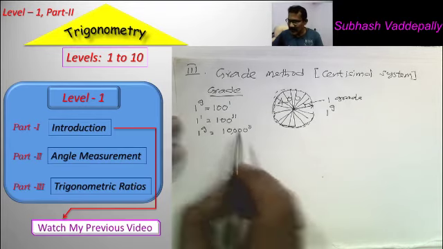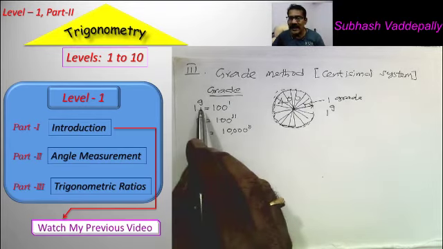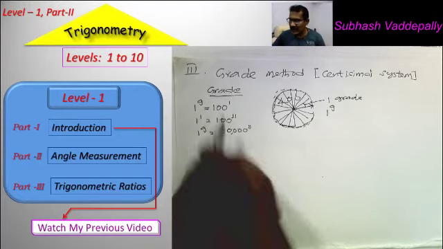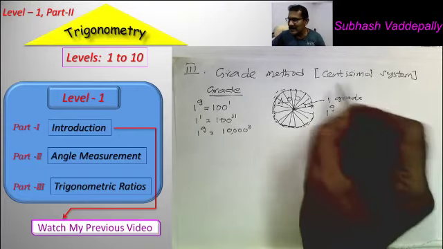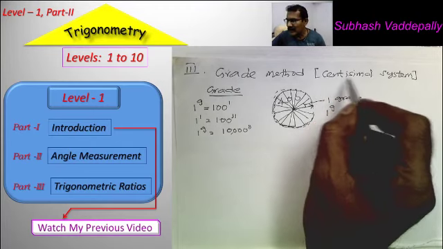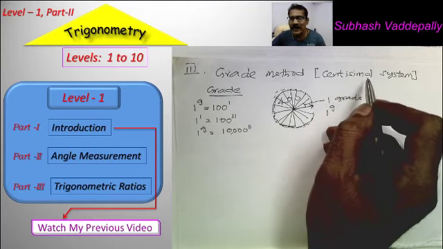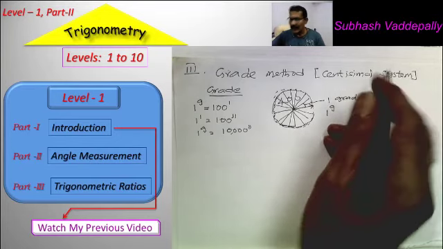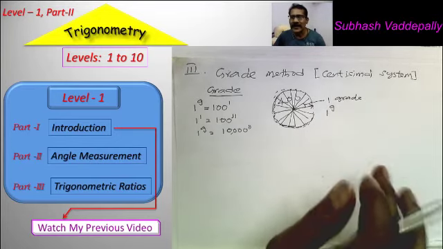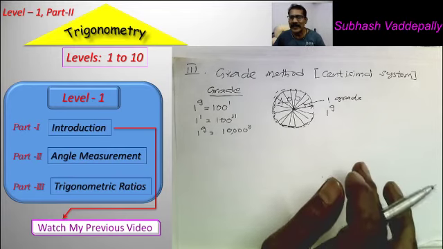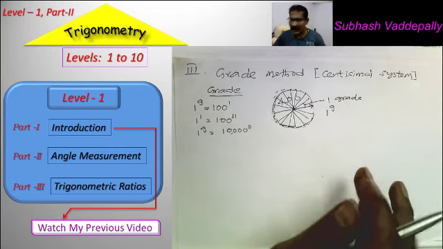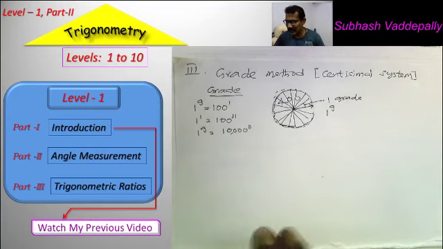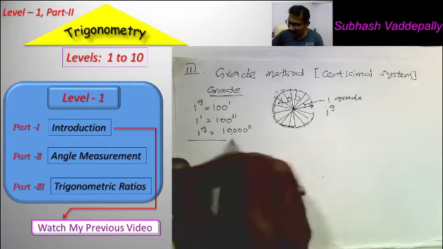So in this, the main unit is the grade divided into 100 equal parts. That's why this method is also called the centesimal system. Cent means 100 and centesimal means 100 equal parts. That's why it is named the centesimal system. Right? So here we are using 3 different types of units to measure the angle. So finally, we write the relation between all 3 different units. Let me take one by one.